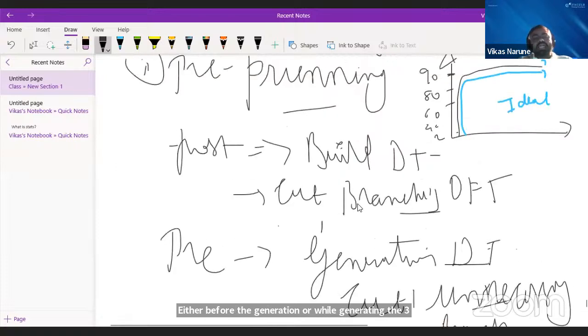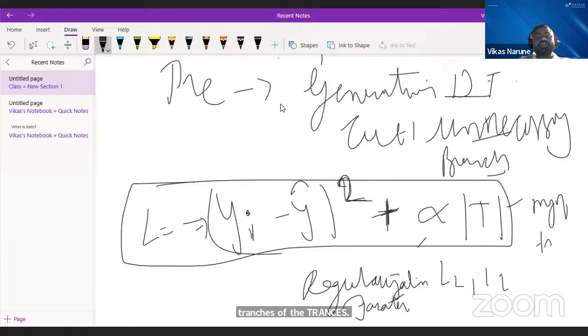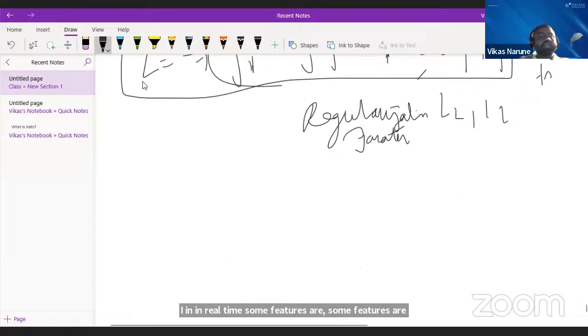I try to cut the branches of the tree, and cutting the branches means, guys, that in real time some features are modified. Some features, some columns, are penalized on the basis of their magnitude, so that there is no overfitting. Okay, that's what is going to happen, guys.